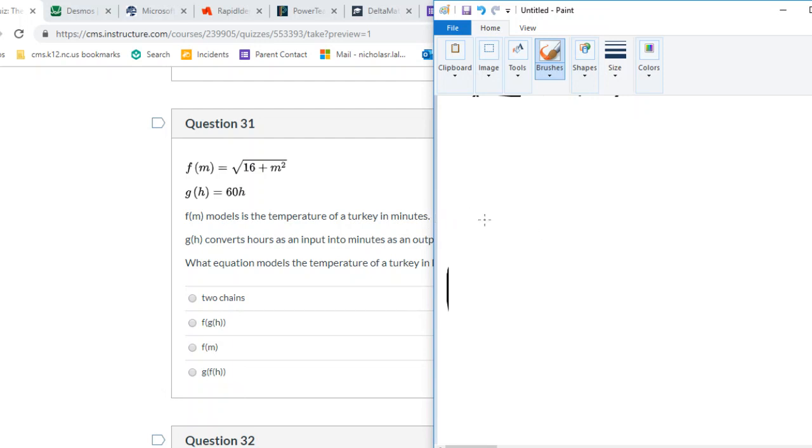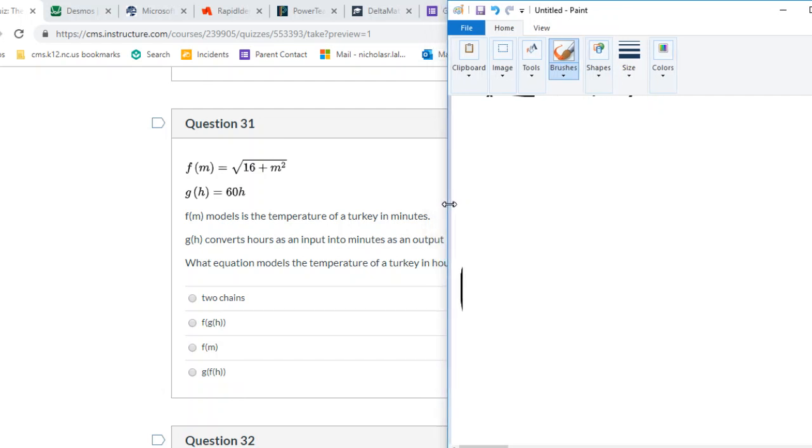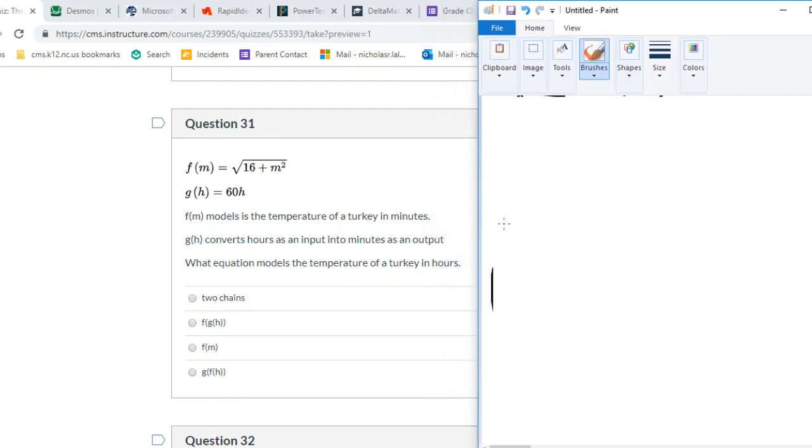So we have the temperature in minutes for the temperature of the turkey, but we need to put it in hours. So we need to think about it. This is the temperature in minutes, the square root of 16 plus m squared. But if we wanted minutes in hours, the number of hours would have to be multiplied by 60 in order to have this be correct.